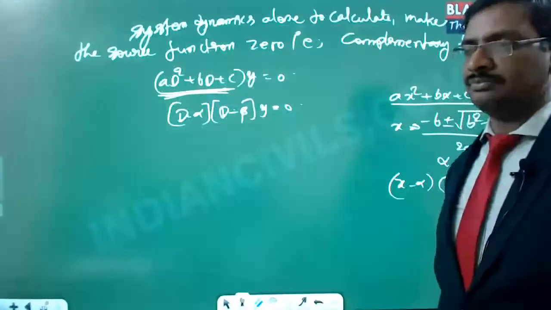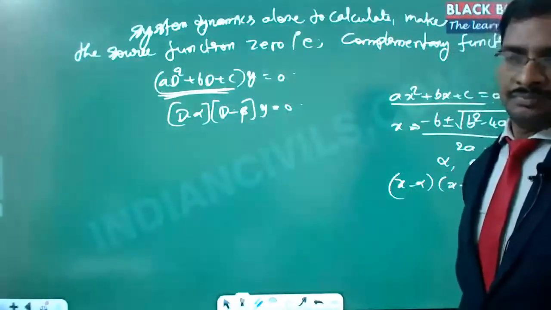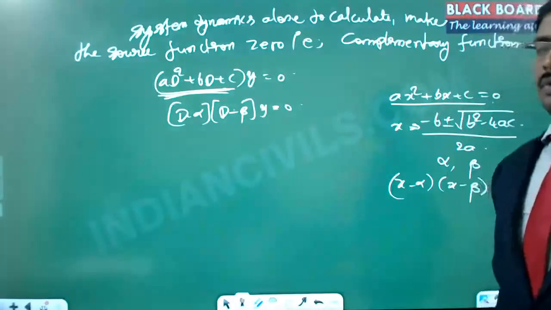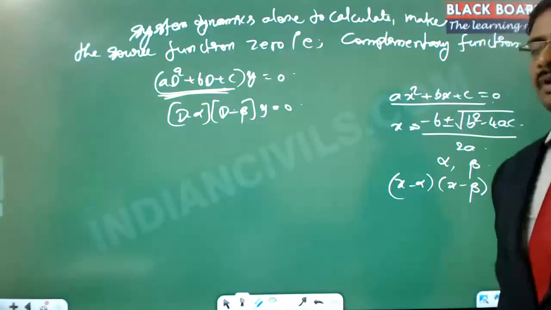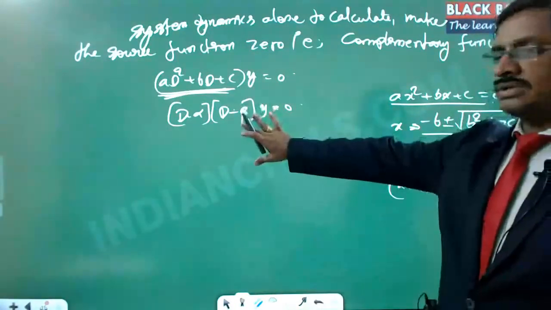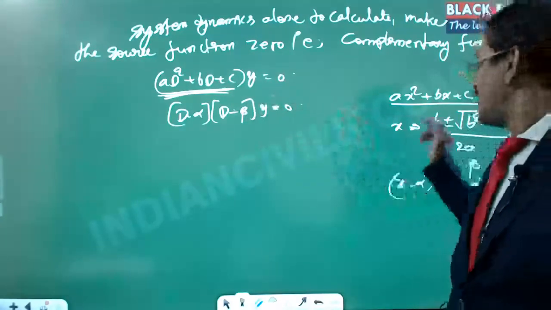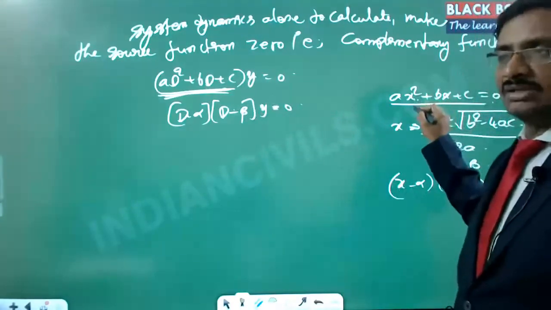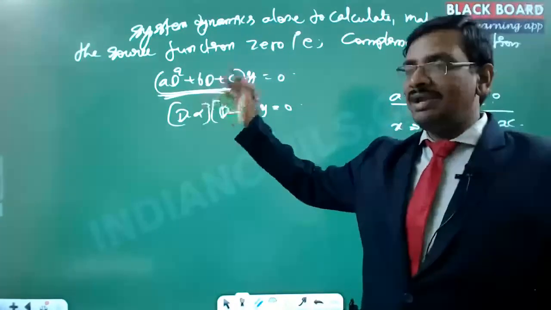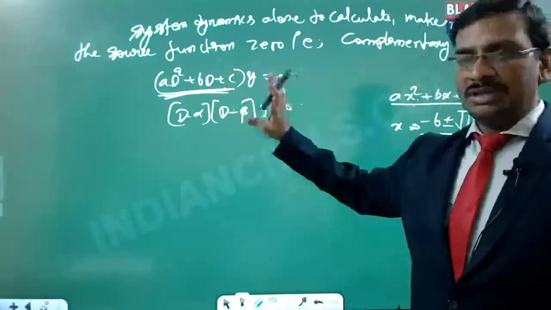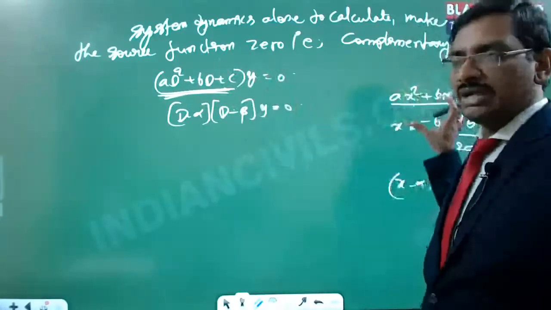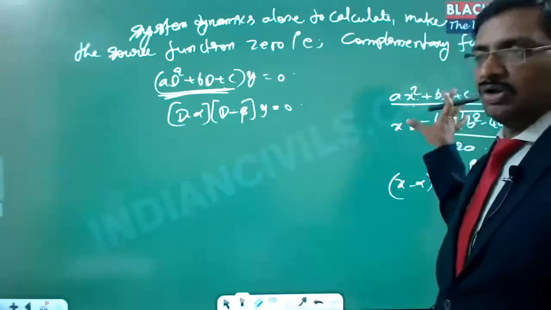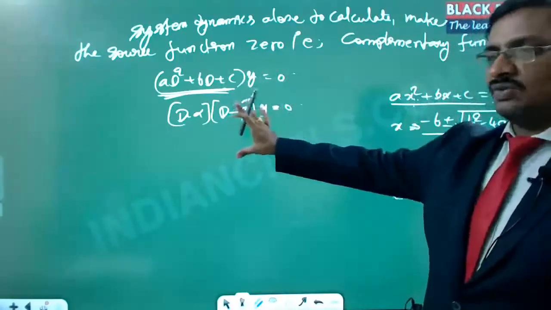Understood? Right? Now, we got to this conclusion as if x square means x into x, it is as if D square, D operated on D. So the derivatives are converted as if it is a normal algebraic polynomial. So this is exactly what we do.